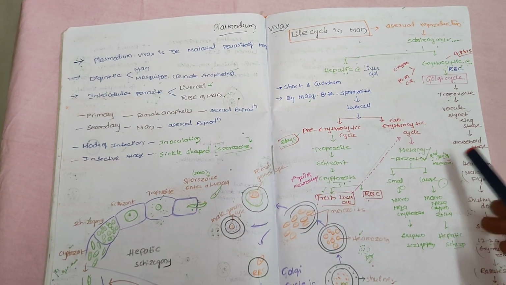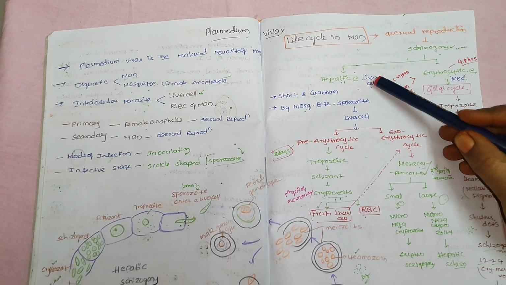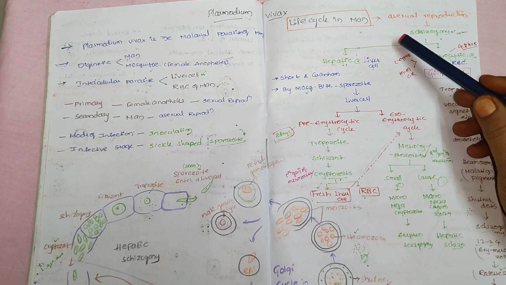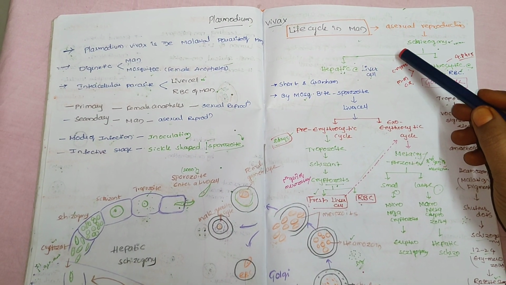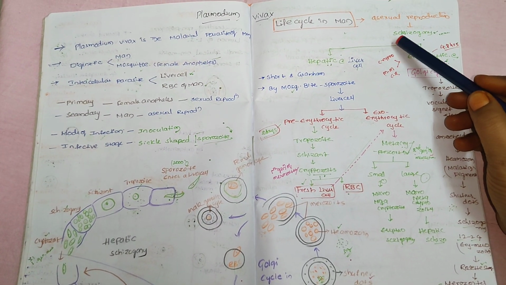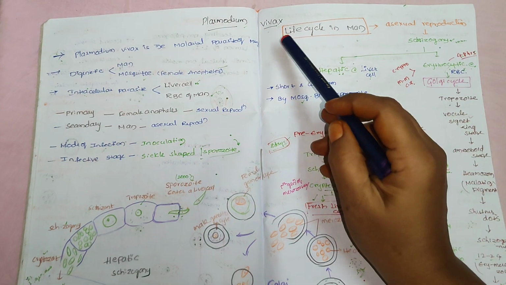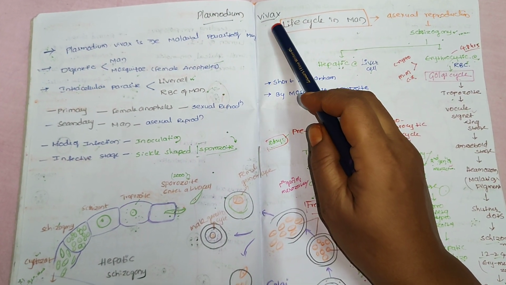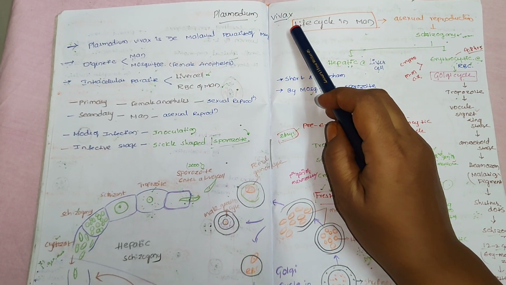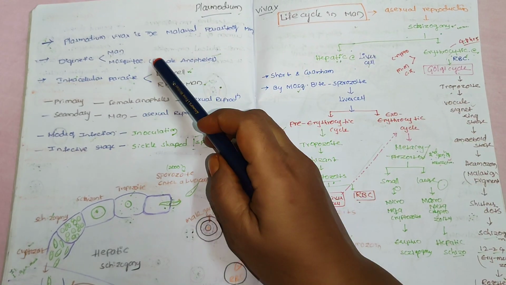Hello everyone. The topic is Plasmodium vivax life cycle in man. So this is the important long answer question in the IPE from the unit Biology in Human Welfare of first year zoology. So here the Plasmodium is a malaria parasite. It causes the disease malaria. So it completes the life cycle in two organisms, man and mosquito.